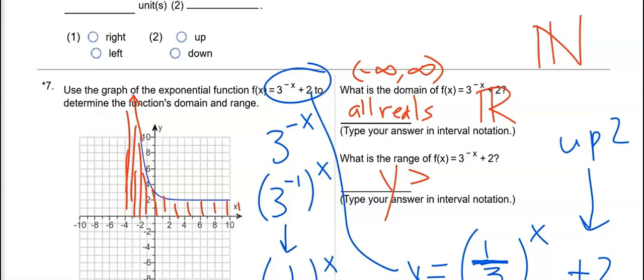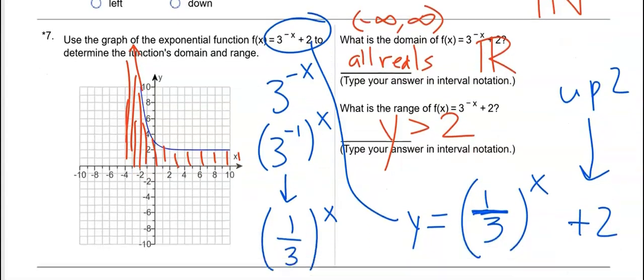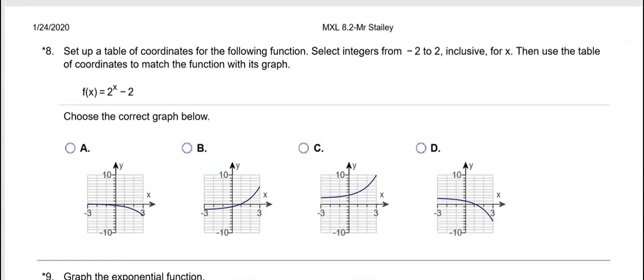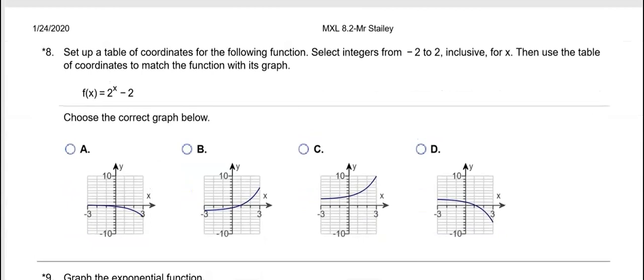All right, so now, because this is kind of the important part, remember how we said that the vertical shifts were the only ones that would change the range? If you push the whole graph up, then instead of being y is greater than 0, it would say y is greater than 2. And if that doesn't make sense, maybe we'll show a better picture on a different question here. Okay. Set up a table of coordinates for the following function. Integers -2 to 2, inclusive for x. Then use the table. Okay, so they want me to make a table of numbers.